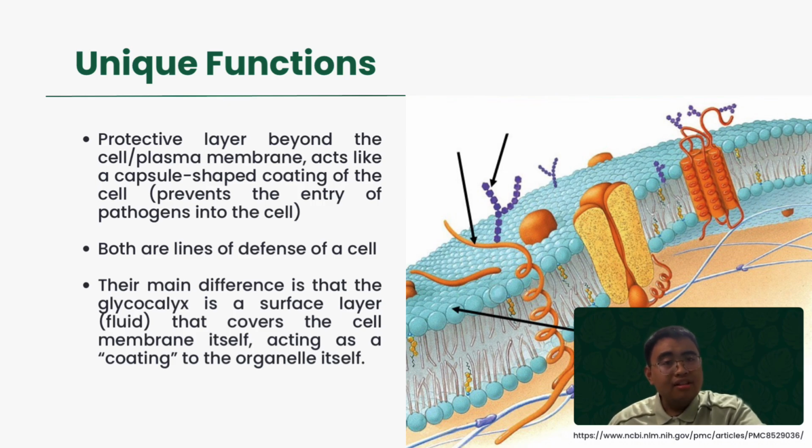Now a particular question comes to mind. What is the difference between a cell or plasma membrane and the glycocalyx? Similarly, both are lines of defense of a cell. Their main difference is that the glycocalyx is a surface layer or fluid that covers the cell or plasma membrane itself, which acts as a coating to the organelle itself.